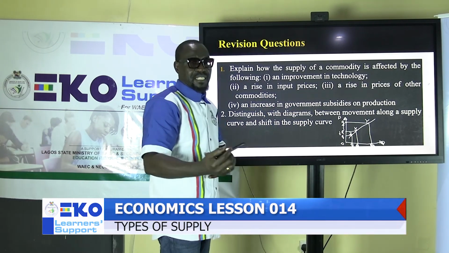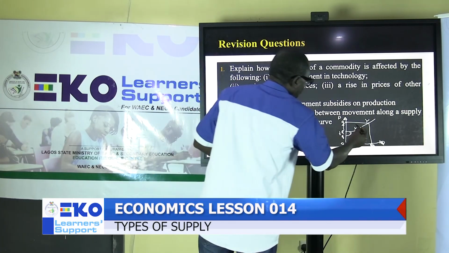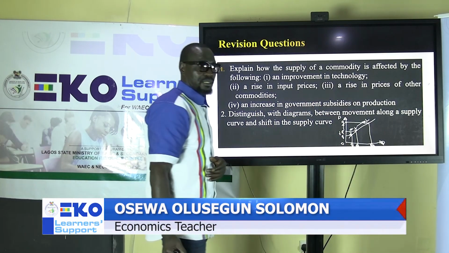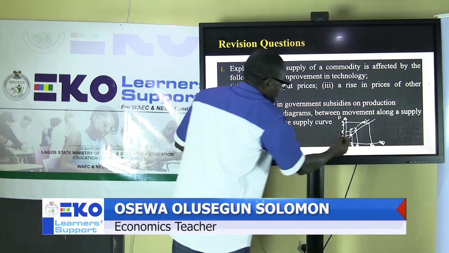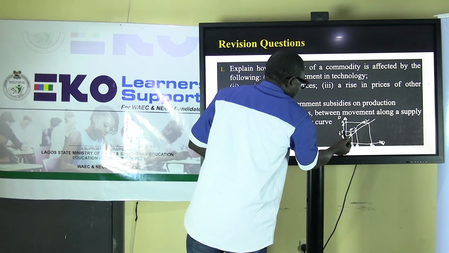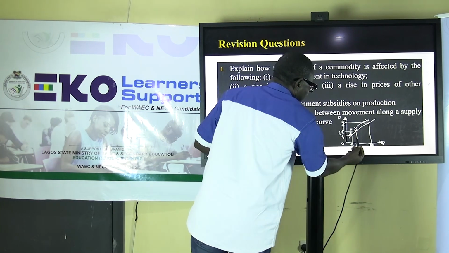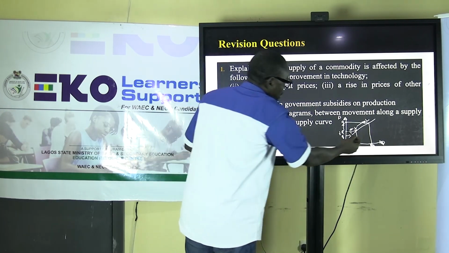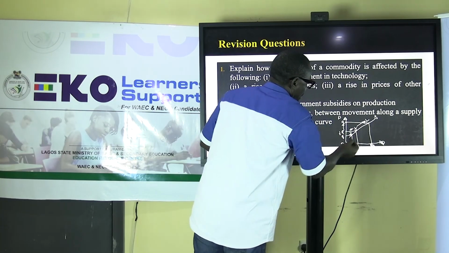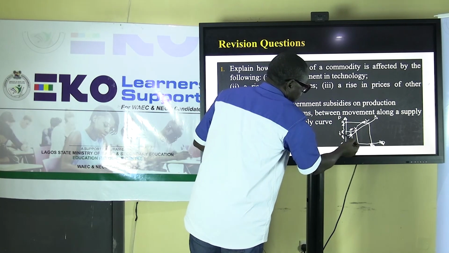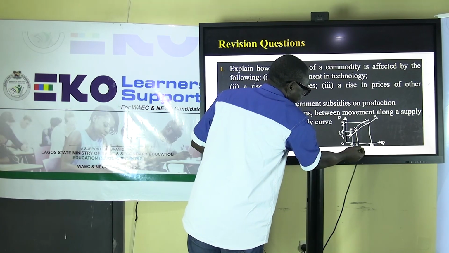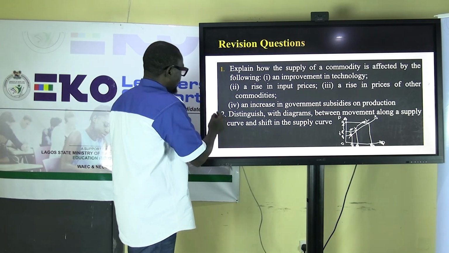You now have movements along the supply curve from point X to Y or from point X to Z. When it is moving from X to Y, price increases from P1 to P2, necessitating an increase in quantity from Q1 to Q2. When there's a movement along this same supply curve from X to Z, then price is reducing from P1 to P3, necessitating a reduction in the quantity supplied from Q1 to Q3.